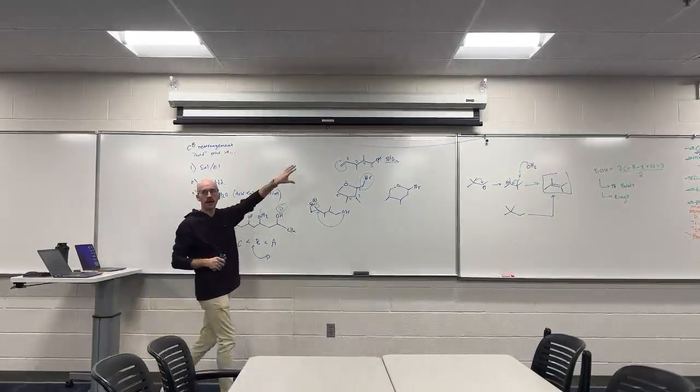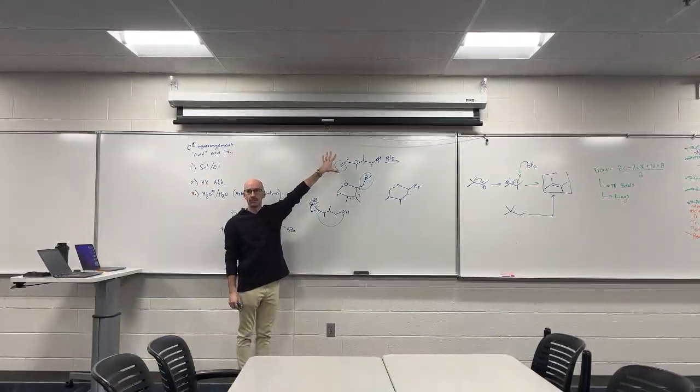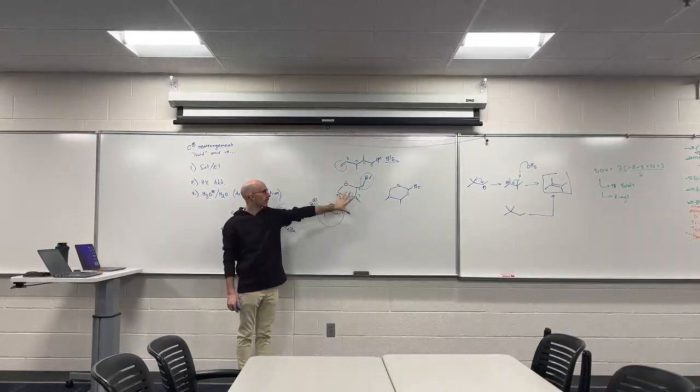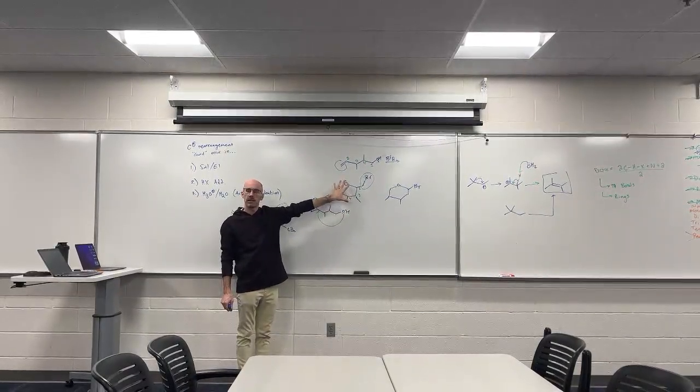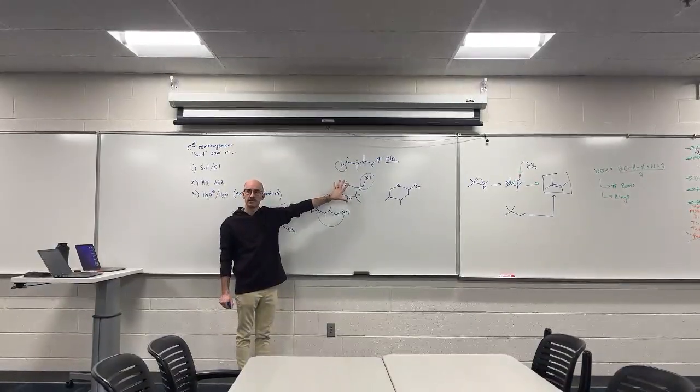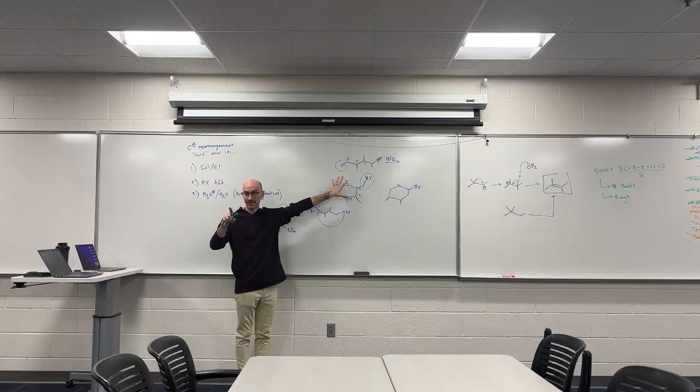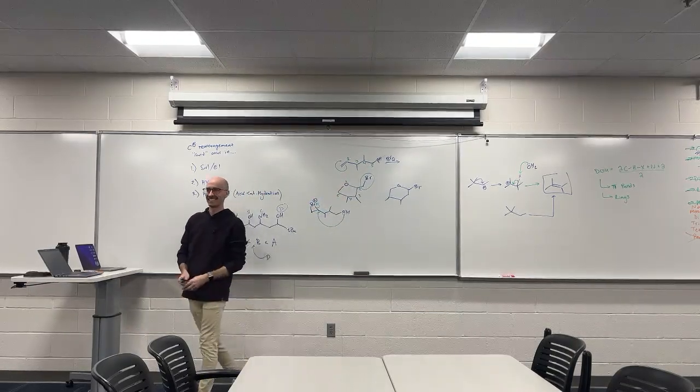So Mel, how many pi bonds in the starting material? How many degrees of unsaturation? How many pi bonds in the product? How many degrees of unsaturation? Still a ring. 1 degree of unsaturation. I gotcha.